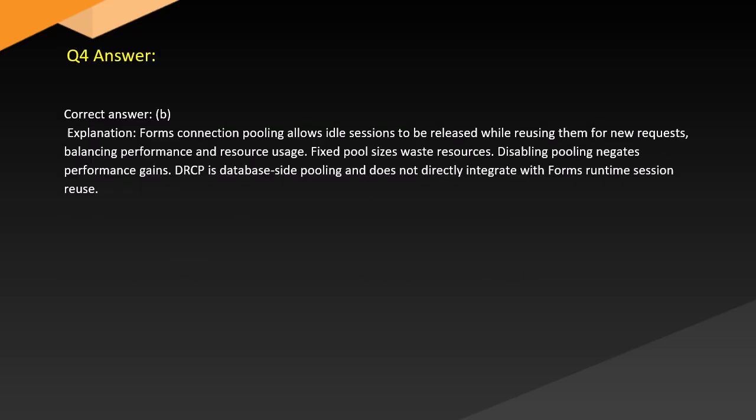Answer. Correct answer: B. Explanation. Forms connection pooling allows idle sessions to be released while reusing them for new requests, balancing performance and resource usage. Fixed pool sizes waste resources. Disabling pooling negates performance gain. DRCP is database-side pooling and does not directly integrate with Forms runtime session reuse.